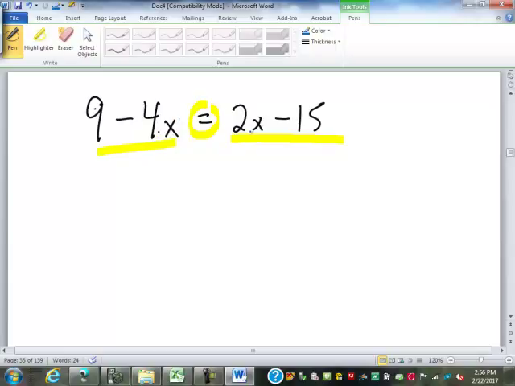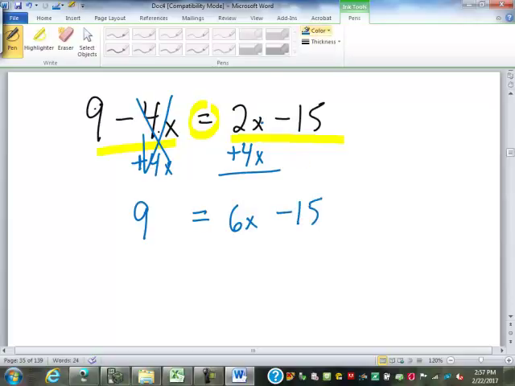Now we said we get rid of them by subtracting it. But since this is a -4x, how would we get rid of it? Add 4x. We're going to add 4x. Since that's a -4x, adding 4x takes that back to 0. So we're left with just 9 over there. So then we have to add 4x on the other side. So 2x plus 4x is 6x. And we still have the -15.